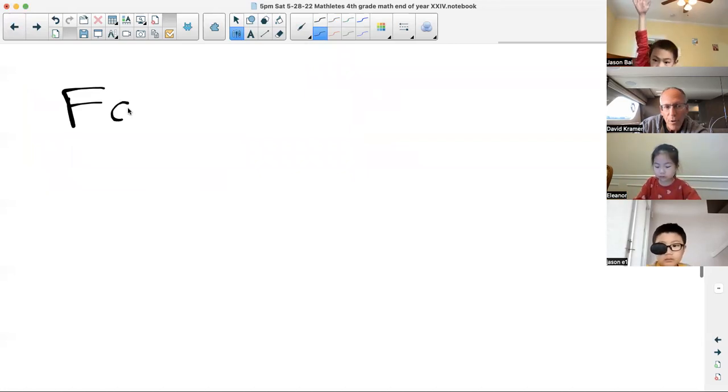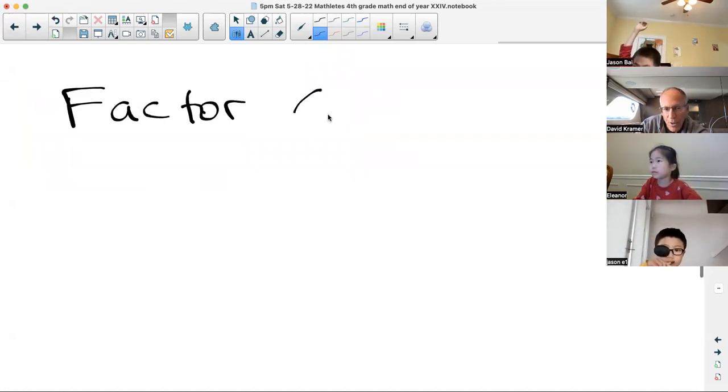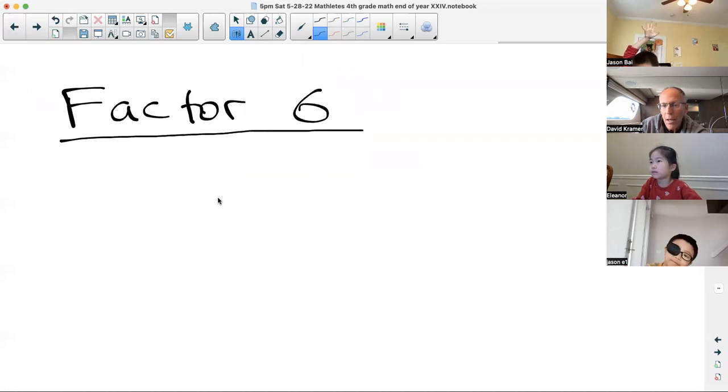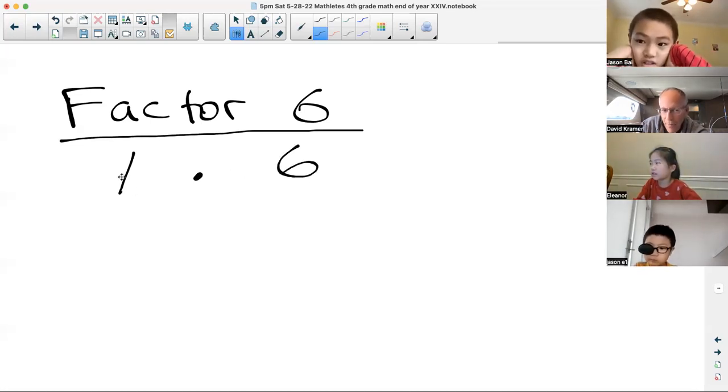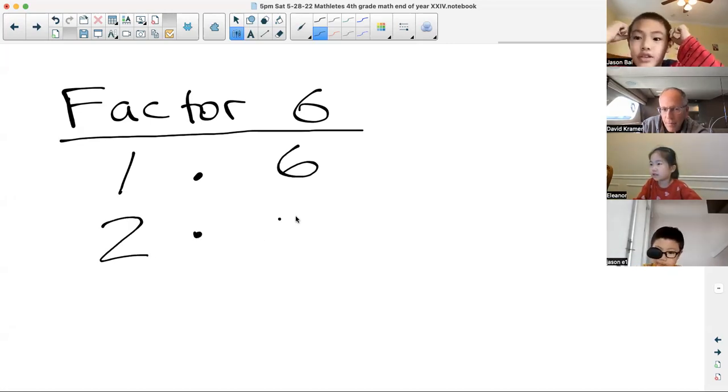So let's say that if you were to factor the number 6. What numbers can you multiply to make 6? 3 and 2. So 1 multiplied by 6 is 6. And then if you double the 1, 2 multiplied by 3.